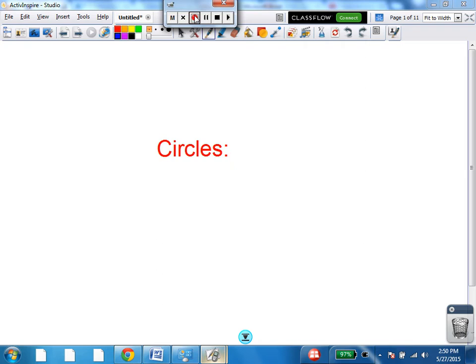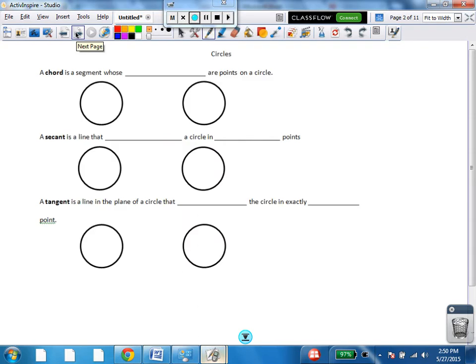Okay, we're going to start talking about concepts of circles. Now, first, before we start off circles, we need to know the definitions of concepts that are in circles. So, to start off with, in circles we have three definitions that we're going to mainly focus on. The first one's chord, second secant, and tangent.